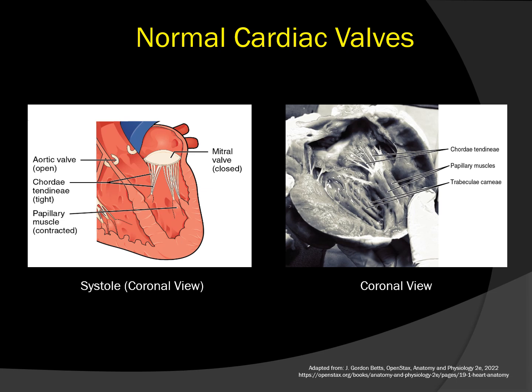Here is the coronal view of the left ventricle during systole, showing the open aortic valve and mitral valve in closed position. As I mentioned on the prior slide, during systole, the mitral valve is held closed by contractions of the papillary muscles, pulling on the chordae tendineae. Here is the corresponding gross pathology of the heart sliced in a similar coronal plane, showing the actual appearance of the chordae tendineae and papillary muscles.